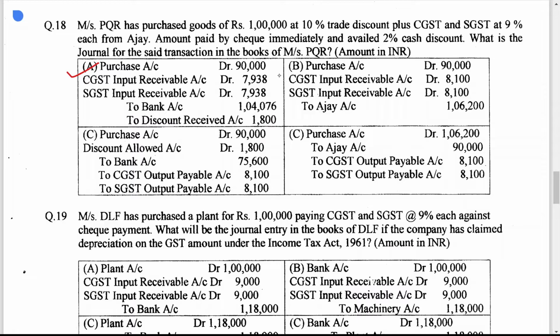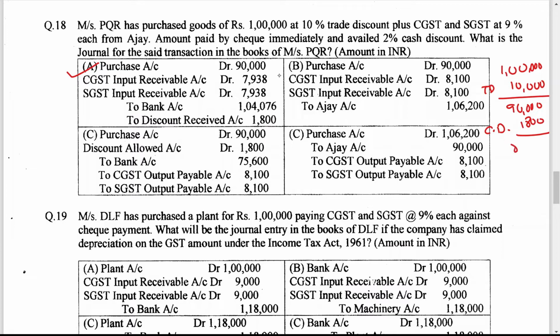Here goods are purchased, so the purchase account is debited by 90,000. How will this 90,000 come? The amount of goods is 1 lakh. Trade discount will be deducted from it, so 10,000 will be deducted. So what is left now? 90,000. So goods purchase account is debited with 90,000. From that you will get cash discount also, because the amount is paid immediately, 2% of it, so 1,800. So discount is received, and that is why discount received is credited by 1,800.